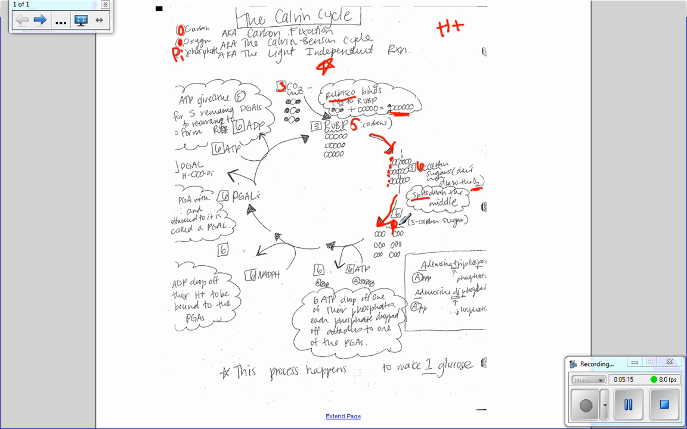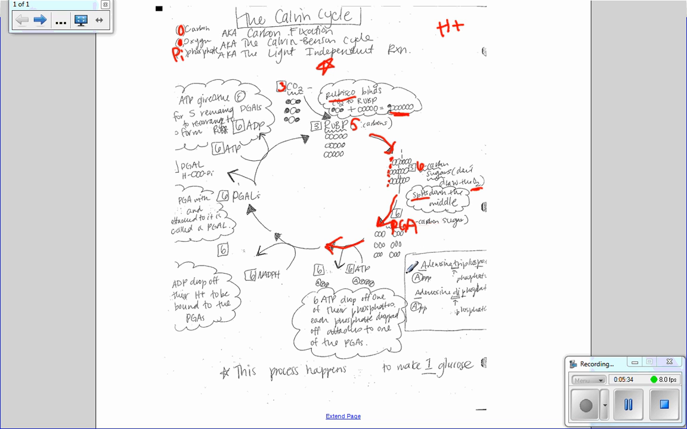It's going to be easier for y'all to write this in here because y'all's marker isn't massive. So these are each called a PGA. So we have 6 PGA molecules here. A PGA molecule is a 3-carbon molecule. Y'all see that? Okay. All right, so now we can move on to the next stage here.